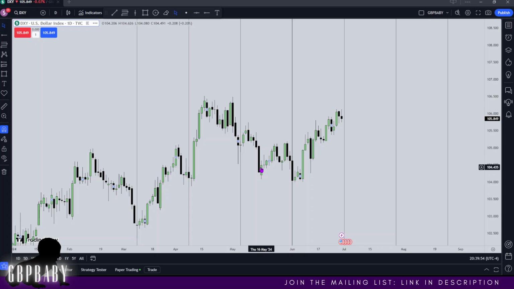But nonetheless, let's get straight into things. So how do we do the IPDA data range? If you don't know what the IPDA data range is, it's basically how ICT taught that price uses the IPDA data range in order to navigate and get to certain highs and lows, and for us to identify liquidity.